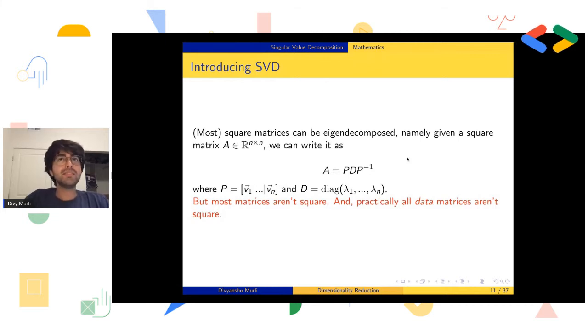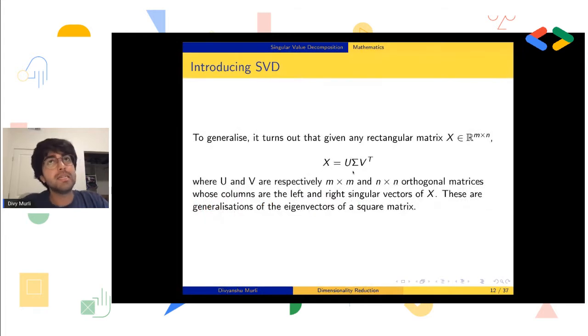But this is great, all well and good, but most data isn't square. Most matrices aren't square for that matter. So, how do we generalize this notion? Turns out that it is possible to generalize this notion of diagonalizability to non-square matrices via the SVD.